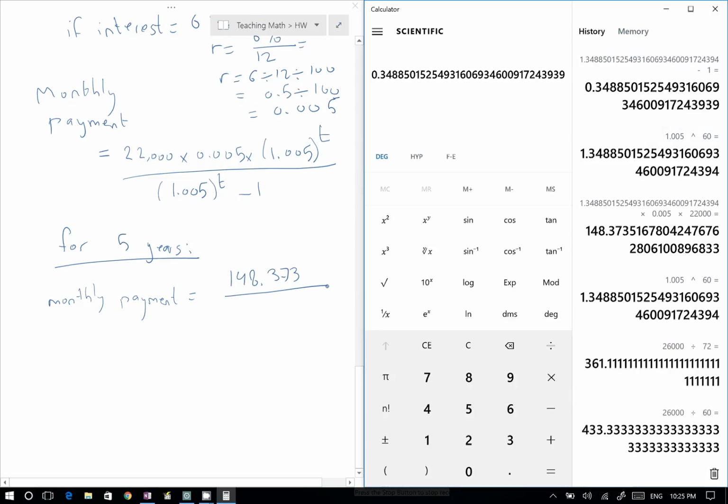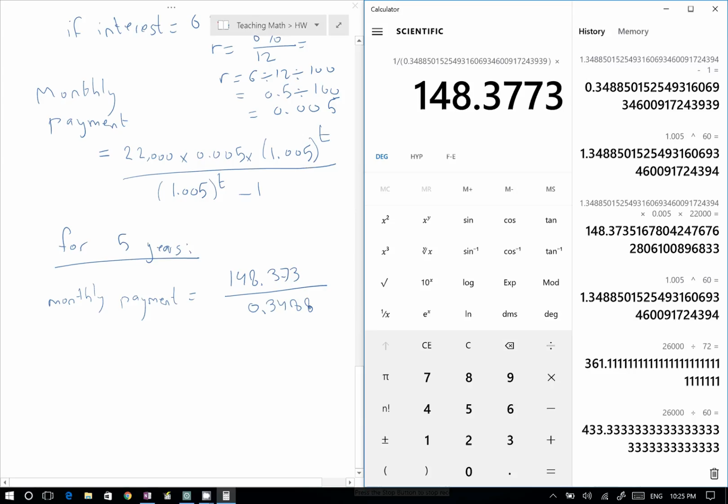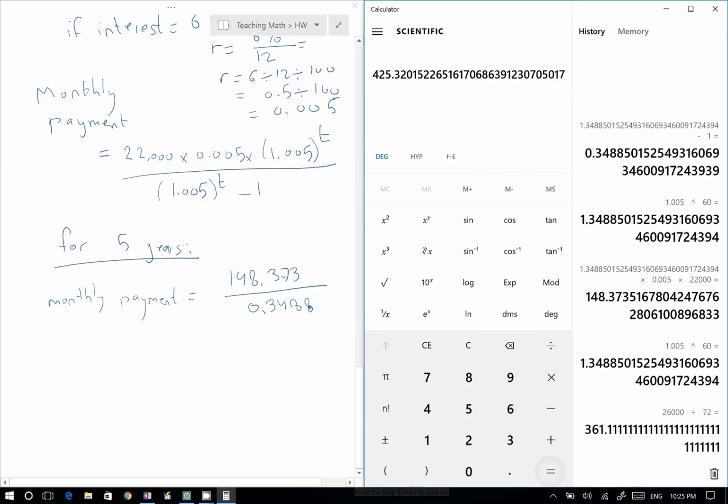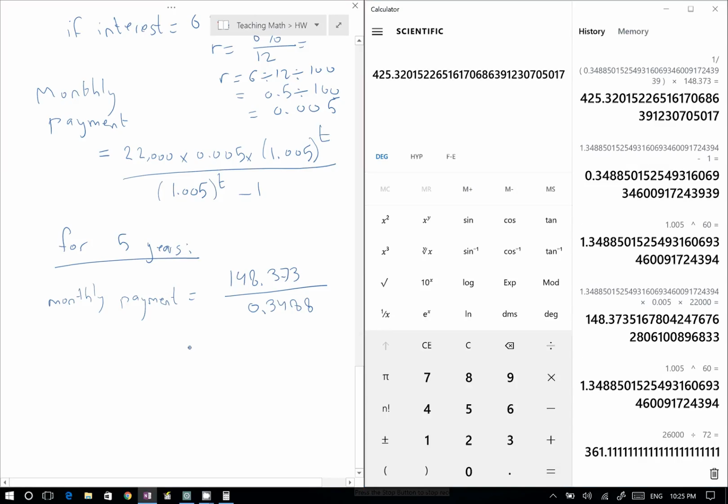So I have 1 over this guy. Okay, so that's 0.3488. So I have 1 over answer multiplied by 148.373. So the monthly payment now is $425.4 for 5 years.